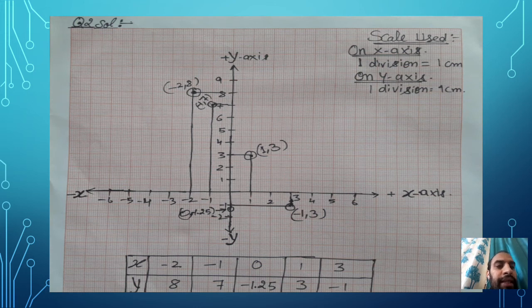So first, try to make the x-axis and y-axis, and after that write the origin in the center. After marking the origin in the center, you need to decide the scale. It is given as "select scale". So here we are taking one small division. You can see here so many boxes are there.